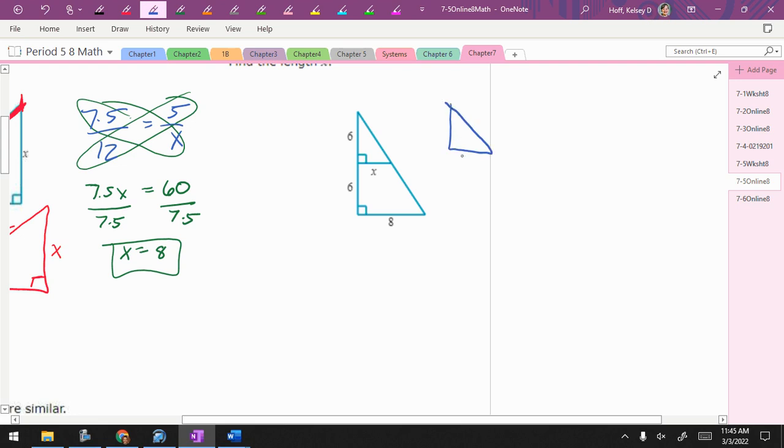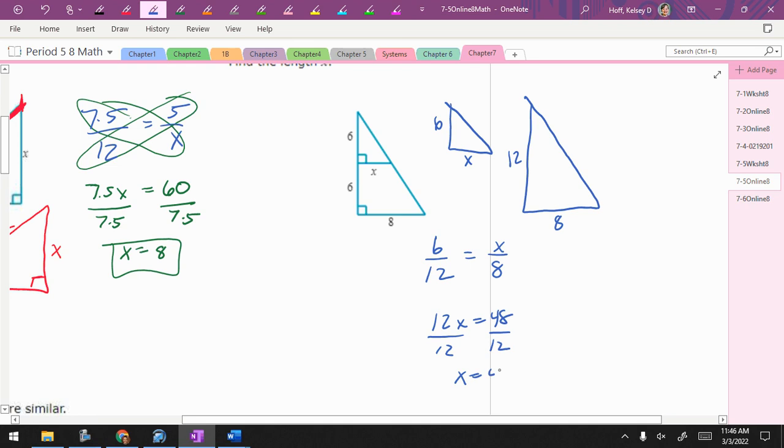A little triangle with an X and a 6. And I have a big triangle with an 8 and a 12. We need to put those two together to get that whole side. 6 is to 12 as X is to 8. X to be 4. Okay, again, a lot of people are like, I don't know if I put these together or not. Draw them separately. If I need this whole triangle side, I have to put my 6 and my 6 together. Okay?